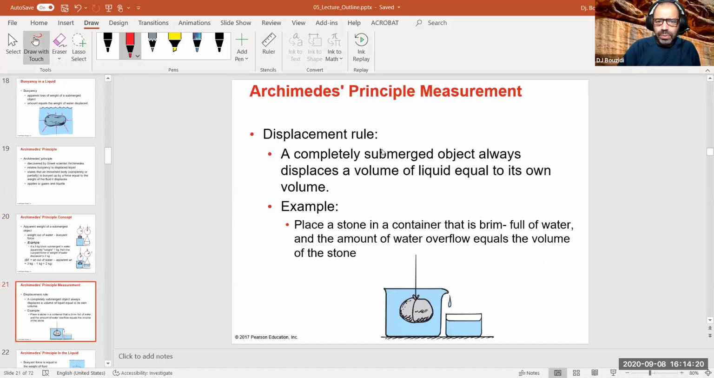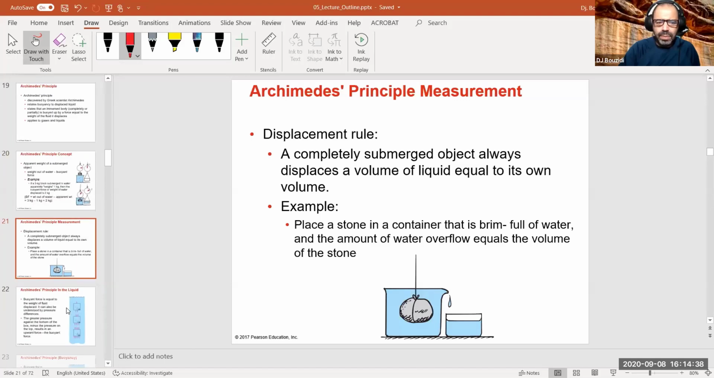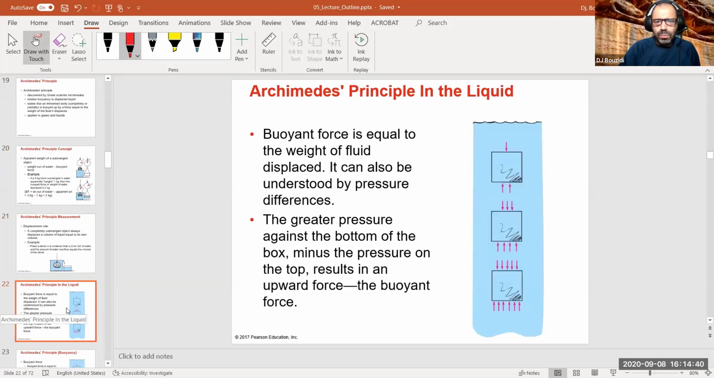So again, a completely submerged object displaces a volume of fluid equal to its own volume. How big is the volume it displaces? It's its own volume, its own physical size. It has to be the physical size, no matter how much it weighs, no matter how much its density is. So buoyant force is equal.